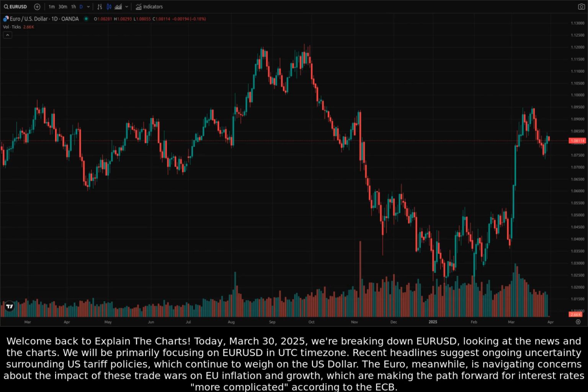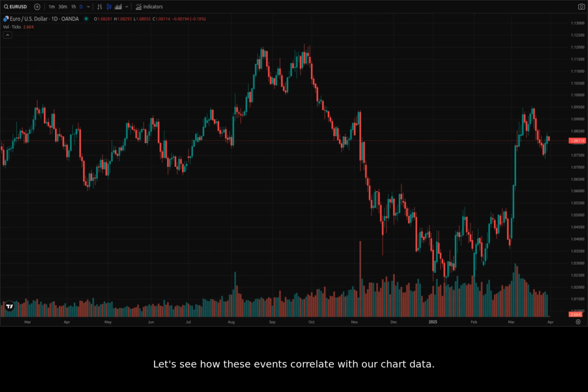Recent headlines suggest ongoing uncertainty surrounding U.S. tariff policies, which continue to weigh on the U.S. dollar. The euro, meanwhile, is navigating concerns about the impact of these trade wars on EU inflation and growth, which are making the path forward for interest rates more complicated, according to the ECB. Let's see how these events correlate with our chart data.